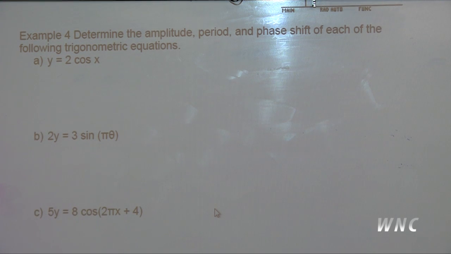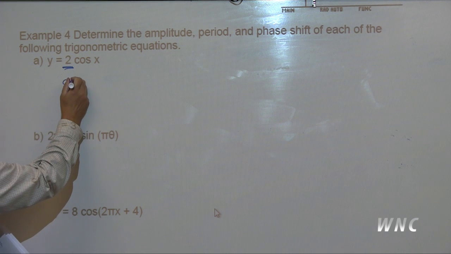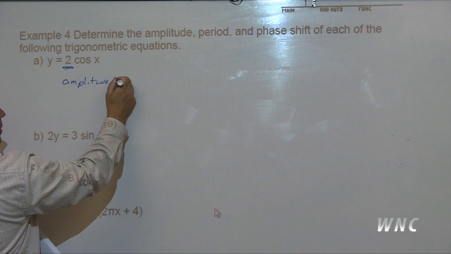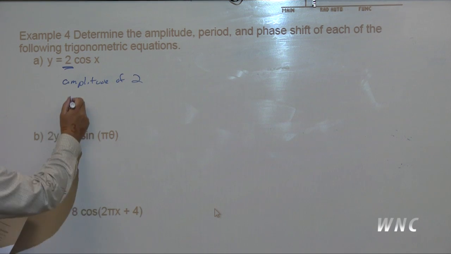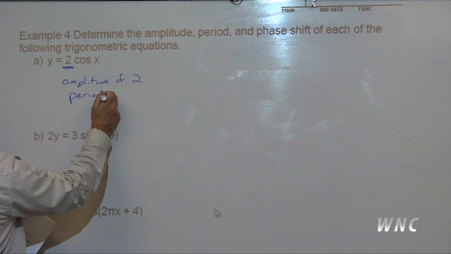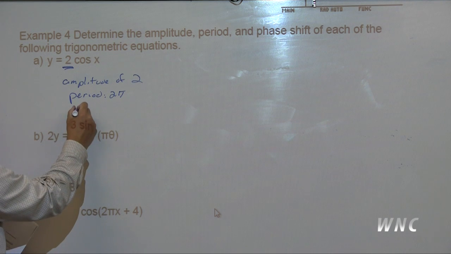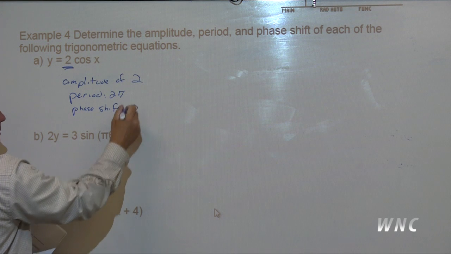Okay, determine the amplitude, period, and phase shift of each of the following trigonometric equations. So here we have y equals 2 cosine x. Only thing different here is this 2 is right there, so we have an amplitude of 2. Our period has not changed. Period is 2 pi because we have no coefficient for the x. And our phase shift is 0.